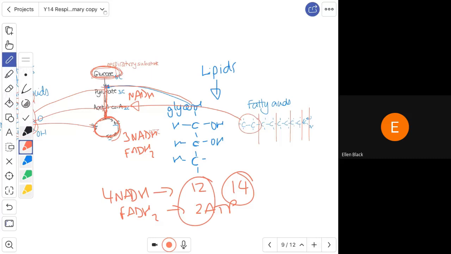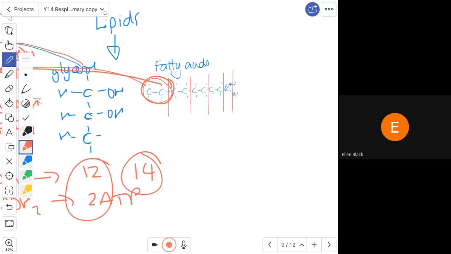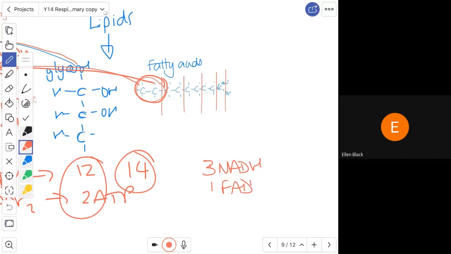For the fatty acid, it joins at this stage here, and that's going to give us 3 NADH and 1 FADH2. So that's going to give us 9, and that's going to give us 2. That's going to give us 11 ATP.